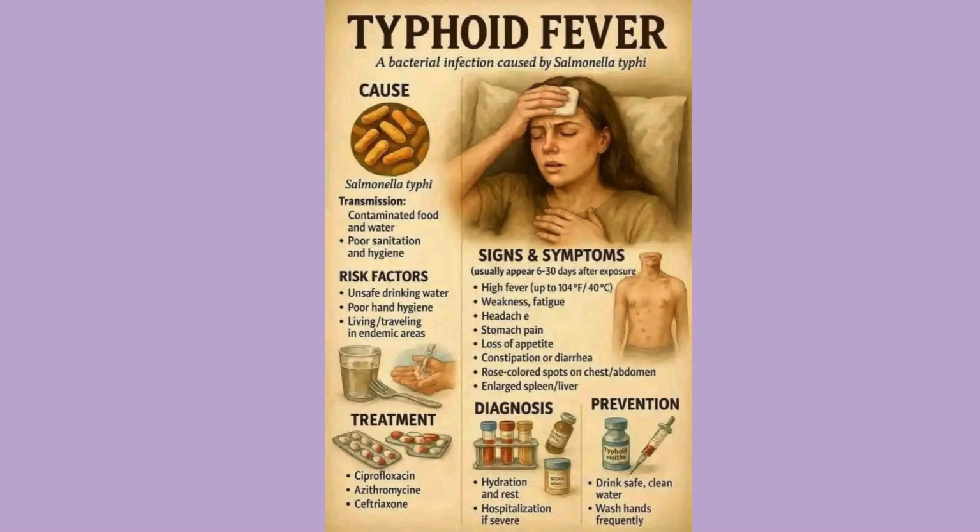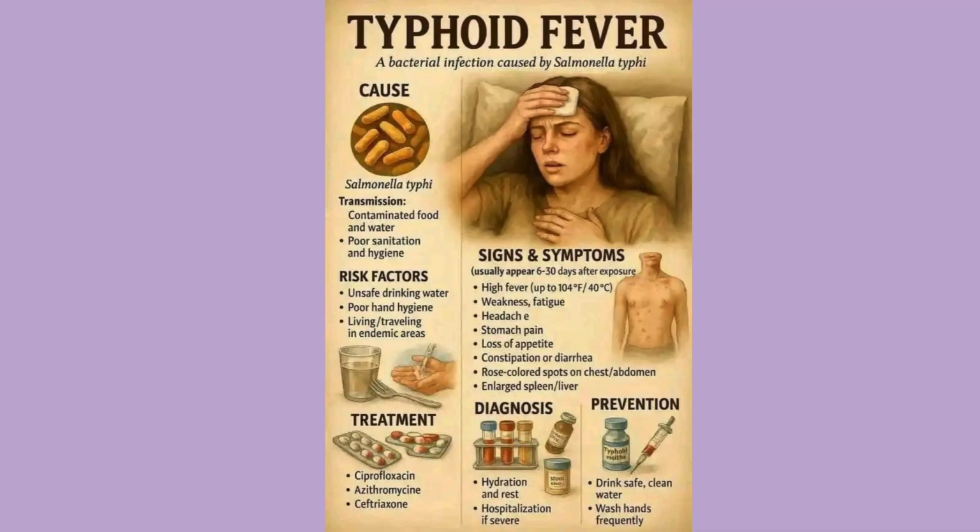So we have fluoroquinolones, for example, ciprofloxacin and ofloxacin. These may be first choice in areas with low levels of antibiotic resistance. In many regions, particularly South Asia and Sub-Saharan Africa, widespread resistance has made them less effective.